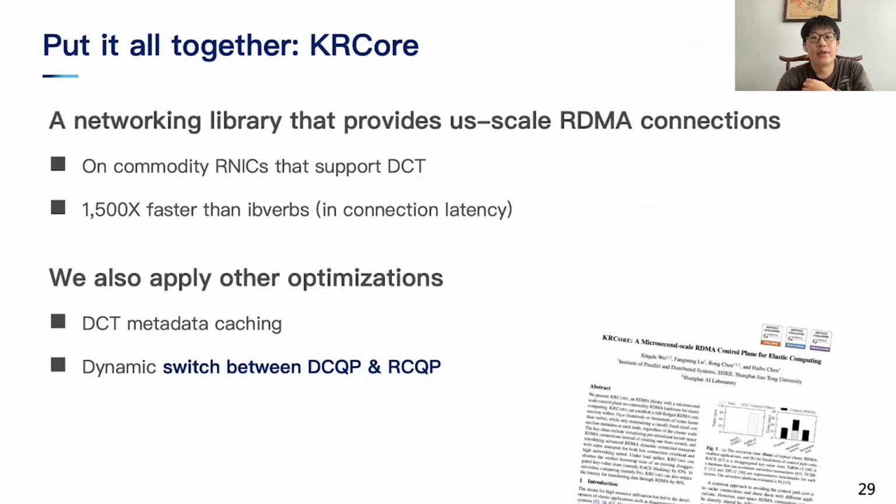So to put it all together, we present KRCore, a networking library that provides microsecond-scale RDMA connection establishment. On commodity RNICs that support DCT, KRCore is 1,500 times faster than IB verbs, the de facto standard library for using RDMA. We also apply many optimizations to further improve its performance, including DCT metadata caching and dynamic switching between DC and RC QPs. If you have interest, please refer to our paper for more information.